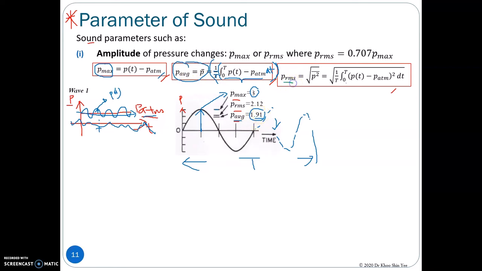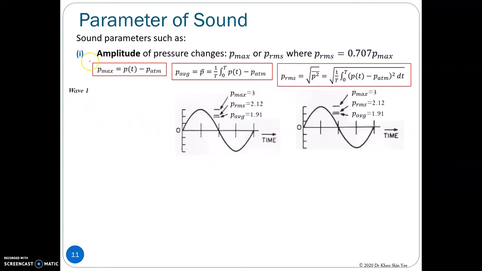Lastly, you can find the RMS pressure by using this formula, where you take the summation using the integration technique of the squared pressure difference and divide it by the measurement time. By doing this, you obtain the RMS pressure here to be 2.12. So you can see that we can quantify the amplitude of the pressure change in these three formats.